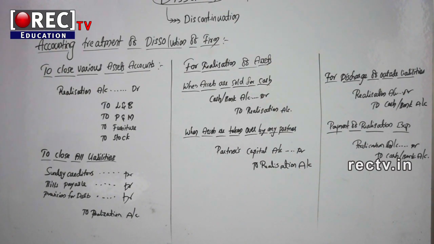And also in the balance sheet, there may appear accumulated profits or losses, like general reserve and investment fluctuation fund. So what we will do for this is, general reserve account debit, profit and loss account debit to all partners' capital accounts. So you should distribute these reserves and profit on sale of assets all to the partners. So the entry will be general reserve account debit, profit and loss account debit to partners' capital accounts. So this is the accounting treatment for dissolution of a partnership firm.